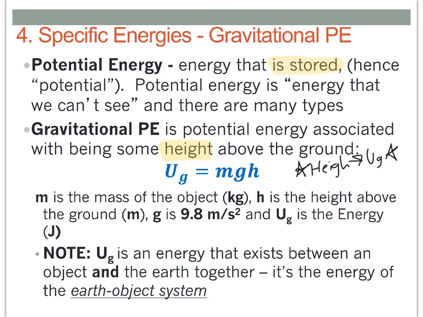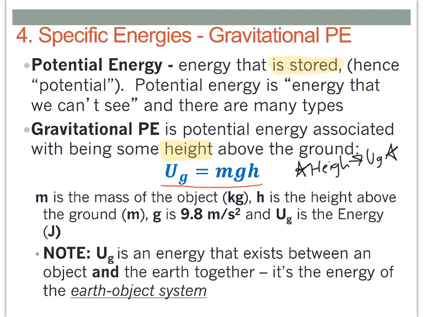The way we're going to calculate our gravitational potential energy is with this equation here, U_g equals mgh. So U sub g is our gravitational potential energy. m is the mass, g is that acceleration due to gravity, which is 9.8 near the surface of Earth, and h is the height above the surface. Okay, so that's going to be how we calculate our gravitational potential energy.